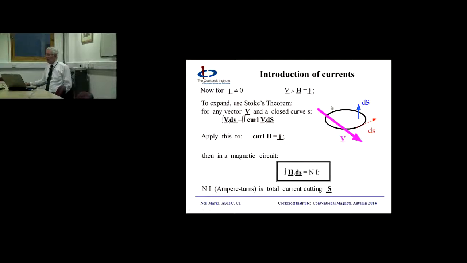So that is the line integral of this vector V, which can be the magnetic field or some other vector, around the loop, equal to the area integral of the curl over the area here. You apply that to curl H equals J, and it gives Ampere's equation: the line integral of H dot ds equals the current cutting this loop, which we call Ni, the Ampere turns, because there may be current I in the coil, but the coil is going to have a certain number of turns. So the Ni Ampere turns is the total current cutting this path S. And this is the basic equation that tells us what the currents need to be.